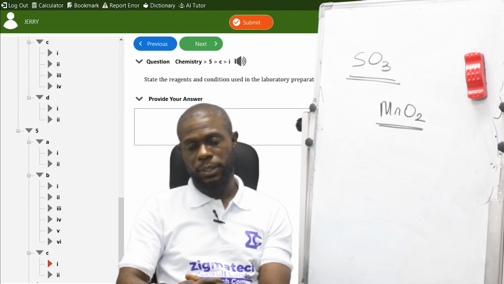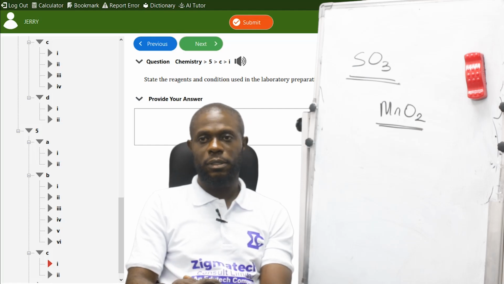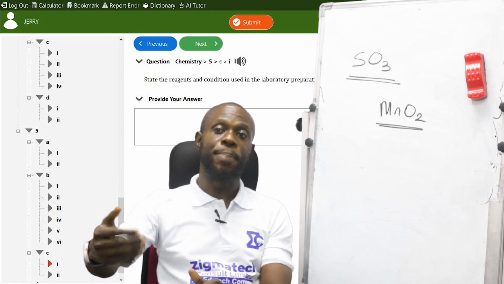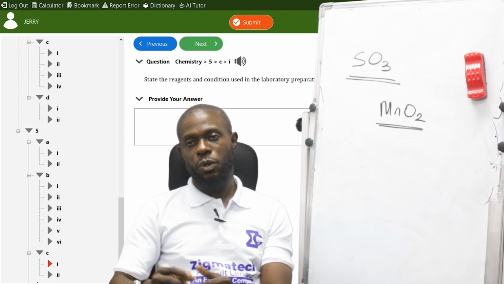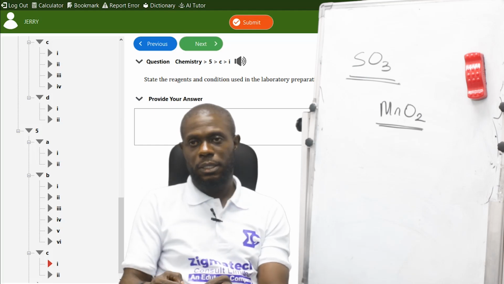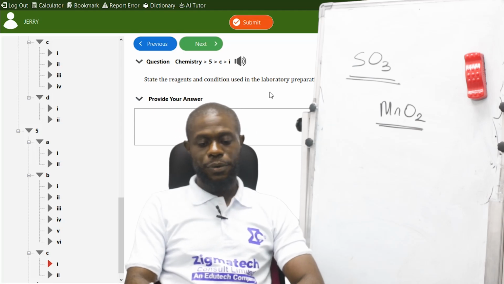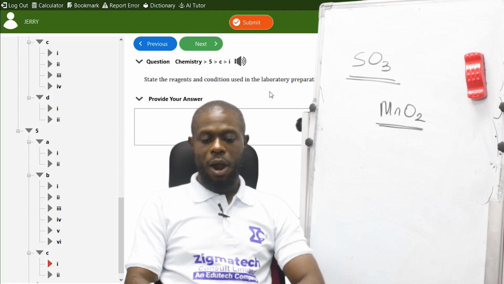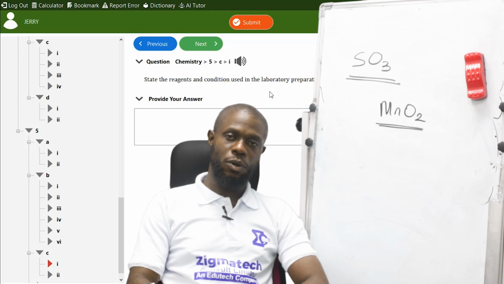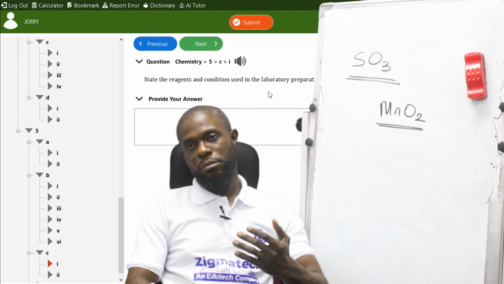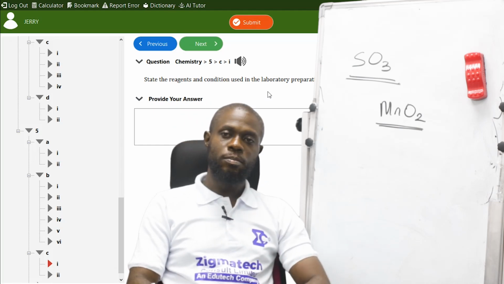Though heat is not strongly required, a little heating is used. So the conditions are heating or low heat, and room temperature. These are the conditions. The reagents are manganese(IV) oxide and concentrated hydrochloric acid, and the conditions are heating and room temperature.